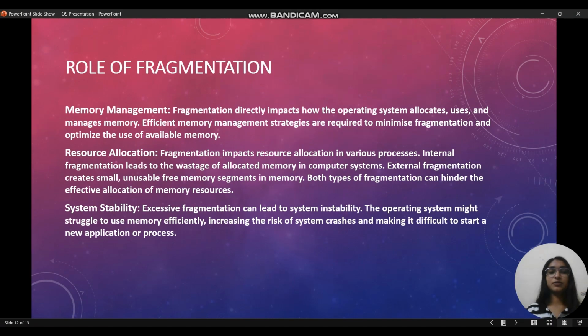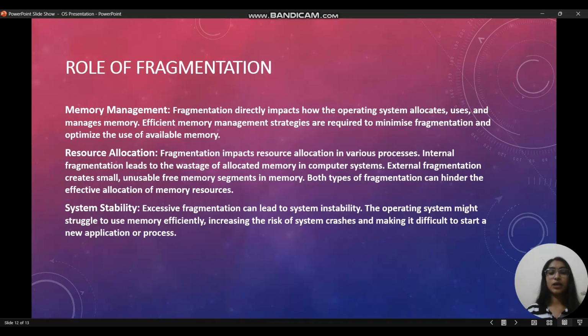Role of fragmentation in memory management. Fragmentation directly impacts how the operating system allocates, uses, and manages memory. Efficient memory management strategies are required to minimize fragmentation and optimize the use of available memory.